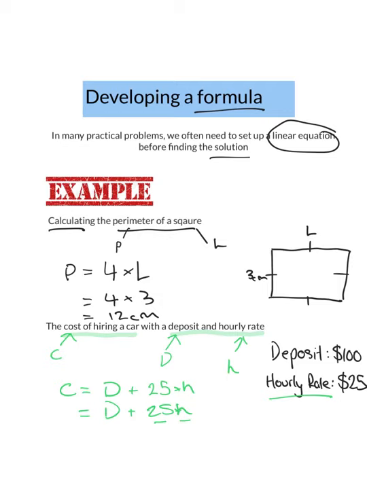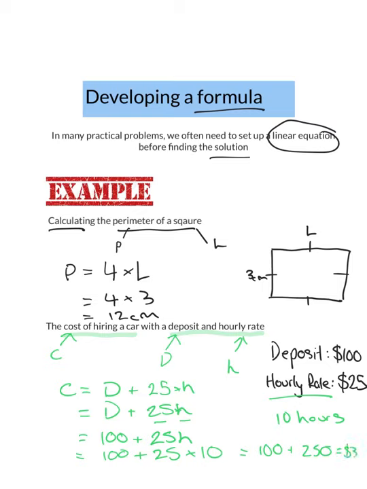From there, let's complete that formula. We know the once-off payment deposit of $100, 100 plus $25 an hour. Using this, we can find any cost for how long you might hire a car. Let's say you hire it for 10 hours. We can just sub 10 in for the number of hours: 100 plus 25 times 10. Right, we're going to get 100 plus 250. So it's going to cost $350 to hire a car for 10 hours with a deposit of $100.